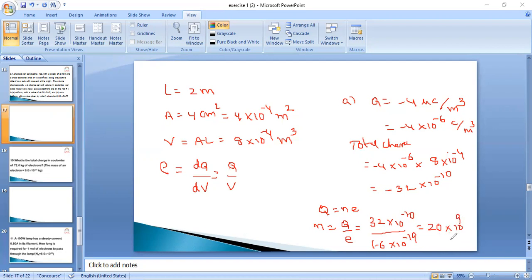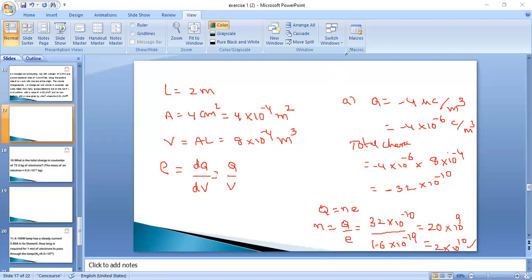That many number of electrons are given to the rod to give it a charge of -4 microcoulomb per meter cube. So simply you can write 2 into 10 power 10 also. This many number of electrons. Okay, so this is the answer to the first question given. And now we can go through the second question.